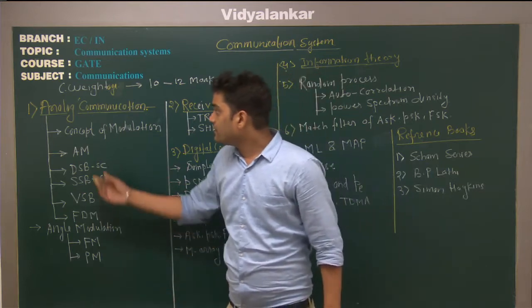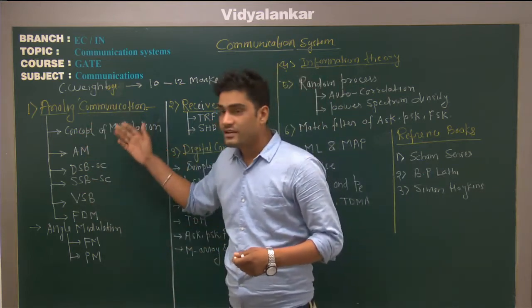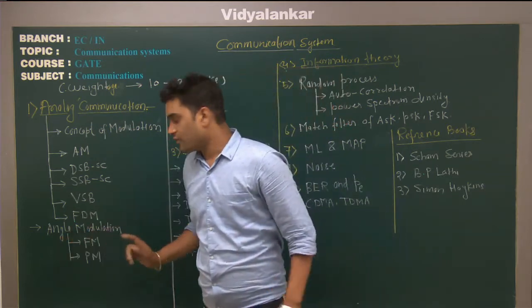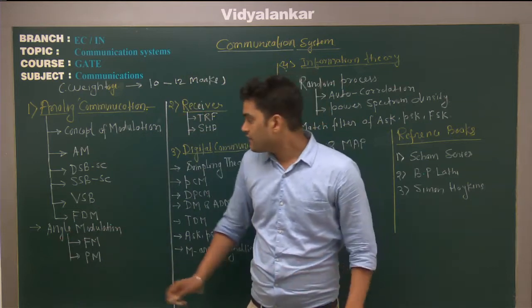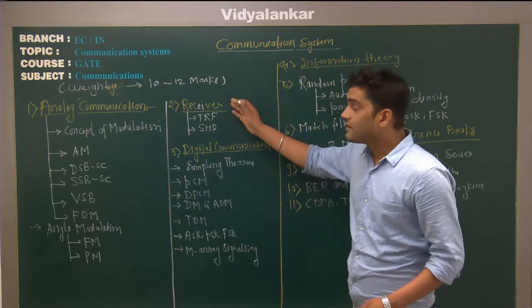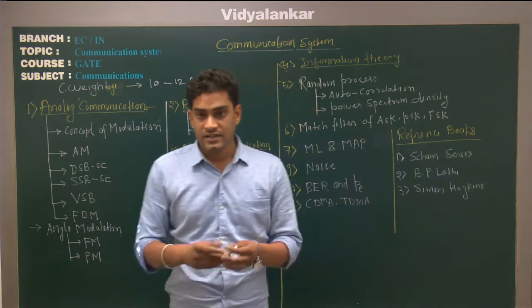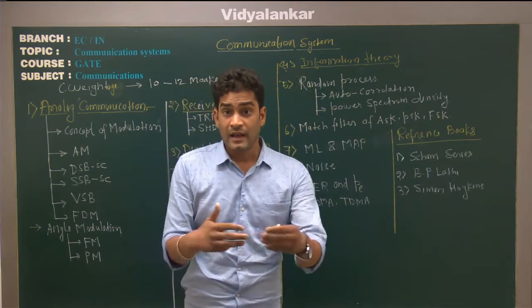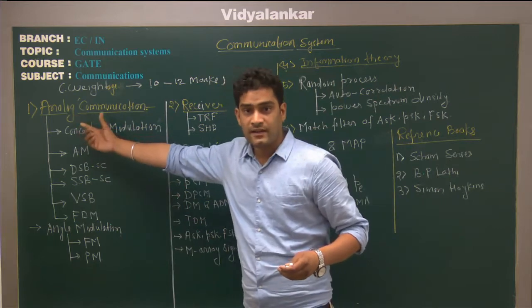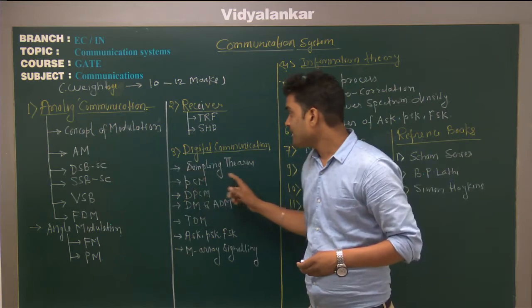These are the types of amplitude modulation that come under analog communication, and the second type of modulation is angle modulation. Angle modulation can be of two types: frequency modulation and phase modulation. Now, after the receiver, we have to study digital communication. In digital communication, we first study the sampling theorem. The sampling theorem is used to convert a continuous-time, that is analog, signal into a discrete signal. So first we have to study the sampling theorem.